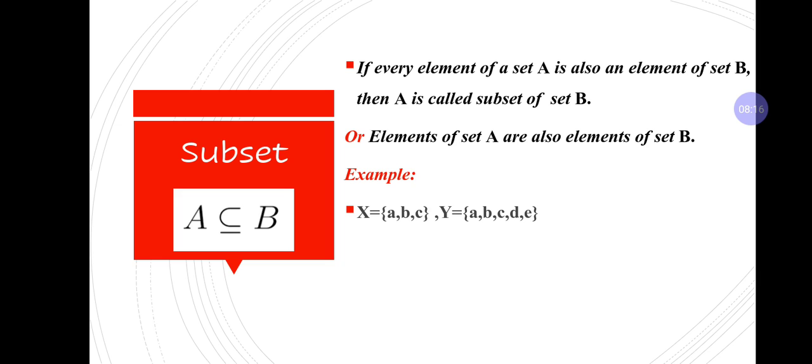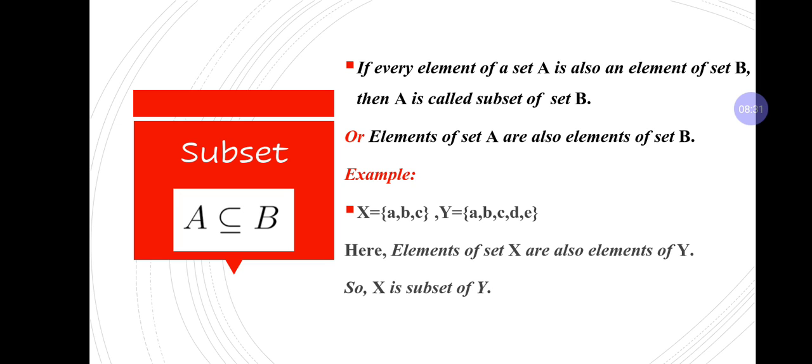Now example. X has elements A, B and C in it and set Y has elements A, B, C, D and E. Here elements of set X are also elements of set Y. So we can say X is a subset of Y.